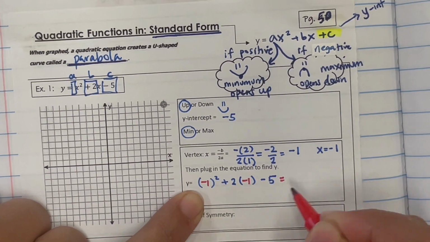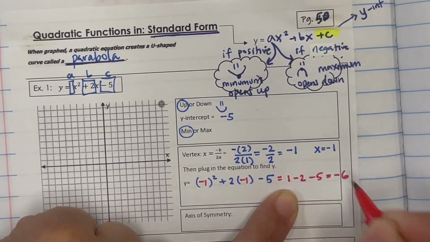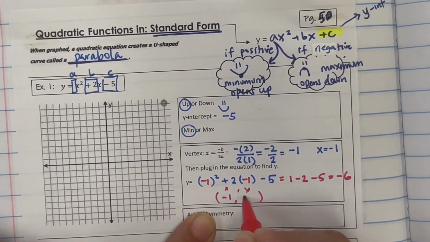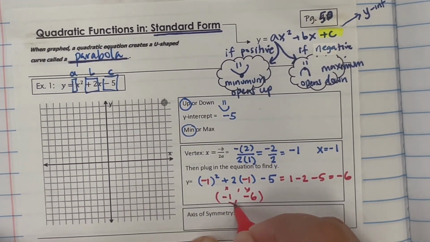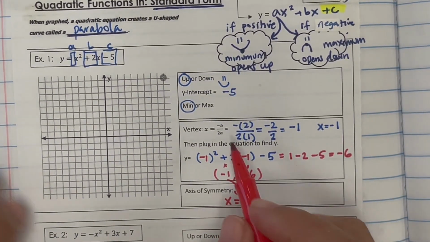Everywhere I see a space, I'm plugging in negative 1. Negative 1 squared is 1. 2 times negative 1 is negative 2. Minus 5 is negative 6. So what's the vertex? X and then y: negative 1, negative 6.